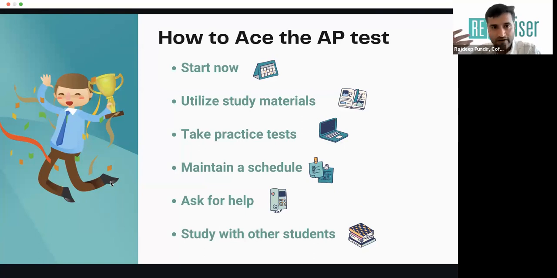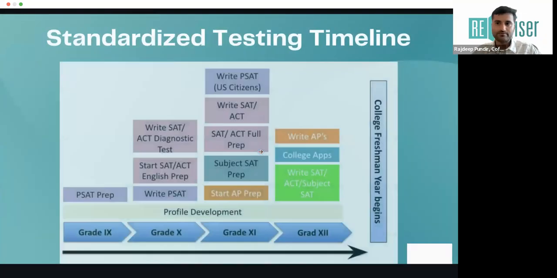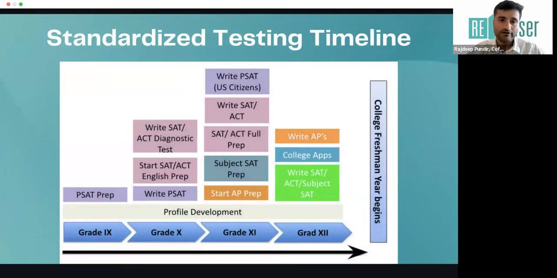Ask for help. If at any point of time, as I said, unlike SAT, you cannot write it multiple times. So you only have one shot at it. Please don't take a chance. If at any point you feel your prep is not going as you want it to be, ask for help. I think it's super important. Study with other students. As I said, study in a group, because it's difficult to find the material. If some of you are studying together, you might be able to find the best material possible together, right? So I think that's helpful. These are a couple of generic tips in terms of how you ace these exams. Now, as I said, we're going to talk about the timelines, which are super, super important.